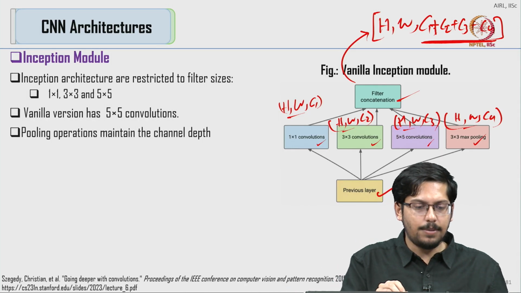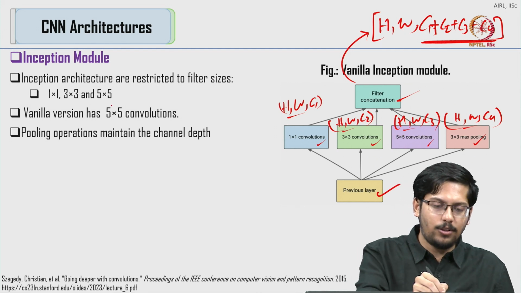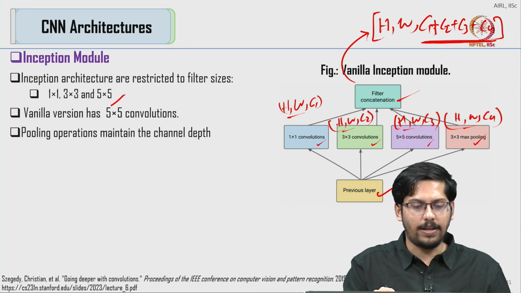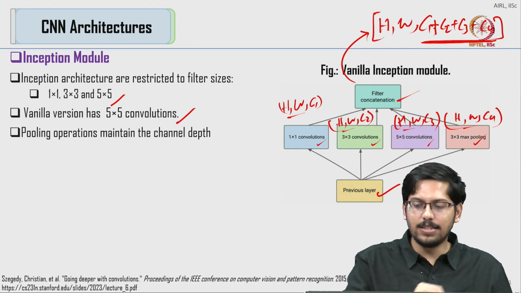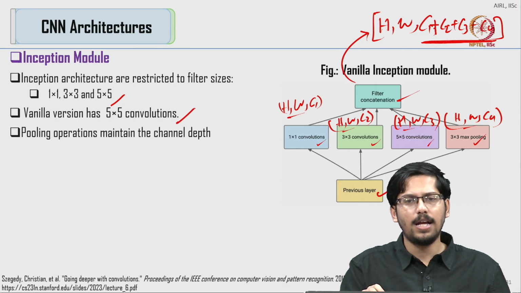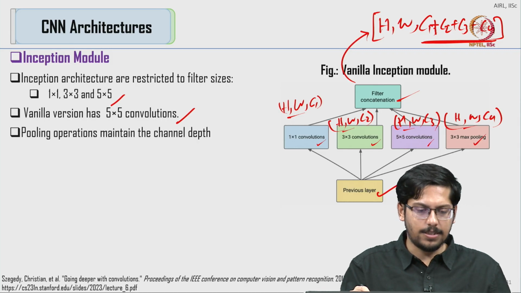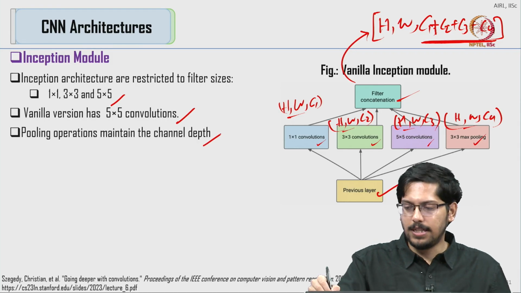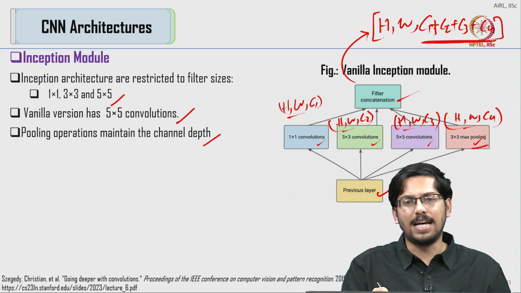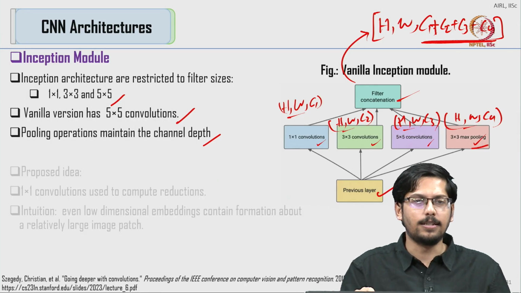Now in the inception architecture the filter sizes were restricted to 1 cross 1, 3 cross 3 and 5 cross 5, and a vanilla version of 5 cross 5 convolution is used. Essentially this led to a large increase in the number of parameters. The pooling operations essentially preserve the channel depth, right. Pooling works on the resolution, not on the channel.